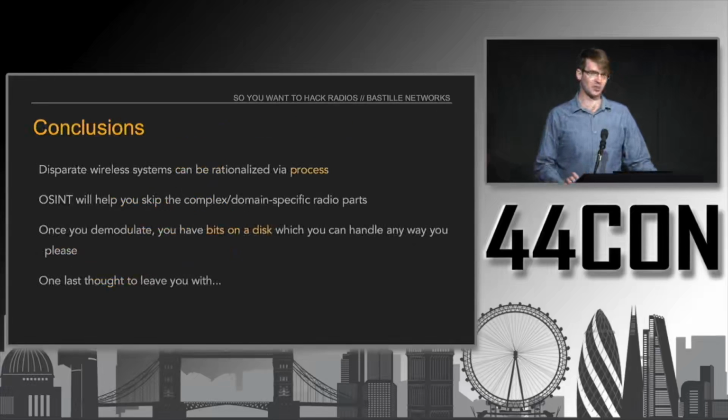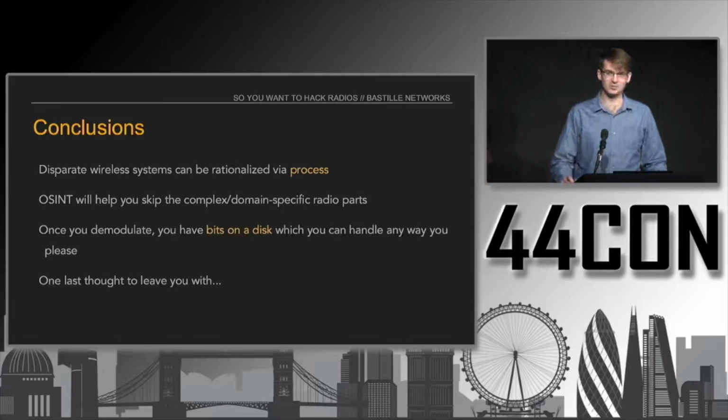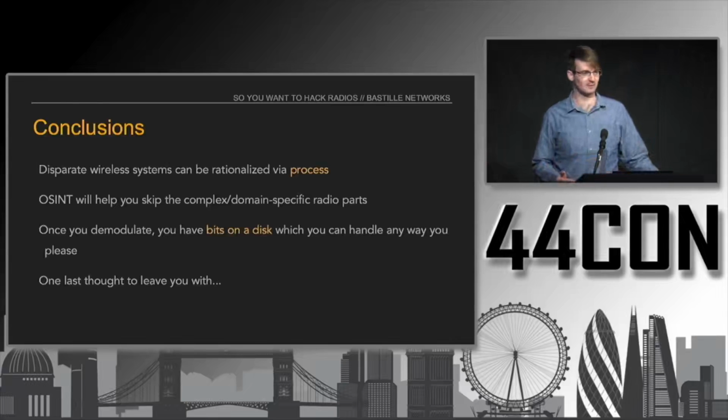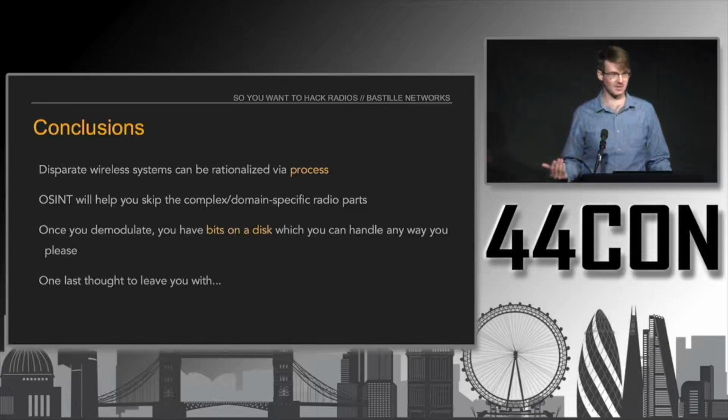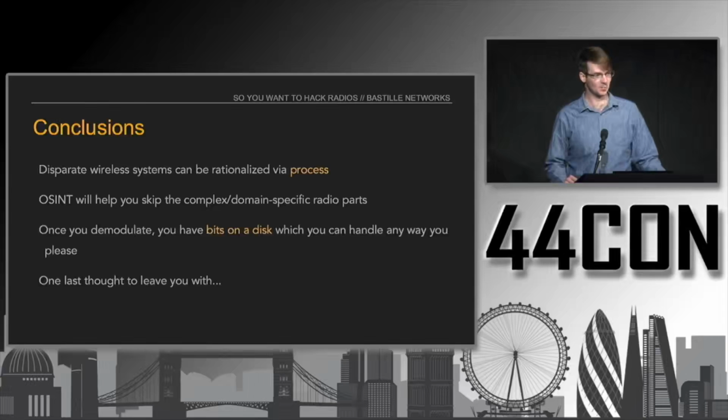So to wrap up, we've shown that these different wireless systems can be reverse engineered by using the structured process. Additionally, we've shown that open source intelligence can make your life quite a bit easier. By relying on documentation and regulatory filings, you can make this process very, very easy, just with a little bit of research on the outset. And finally, we've shown that once you demodulate, you have bits on a disk that you can work through using any method that you choose. I like to use Python. Marc likes his command line tools. There are a lot of ways to approach this, but once you get to this stage, it'll be in a domain that you'll be comfortable with.